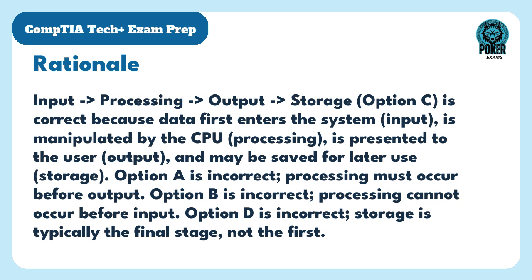Rationale. Input, processing, output, storage, option C, is correct because data first enters the system (input), is manipulated by the CPU (processing), is presented to the user (output), and may be saved for later use (storage). Option A is incorrect. Processing must occur before output. Option B is incorrect. Processing cannot occur before input. Option D is incorrect. Storage is typically the final stage, not the first.